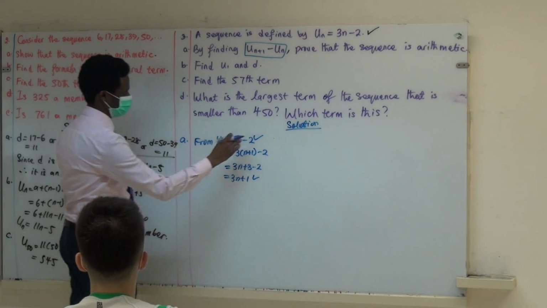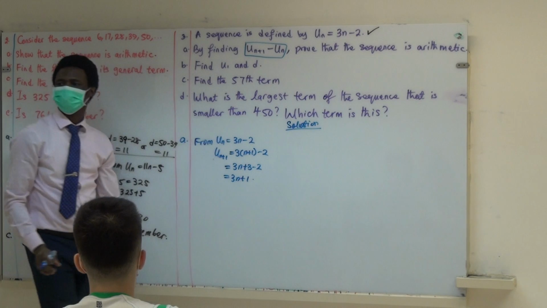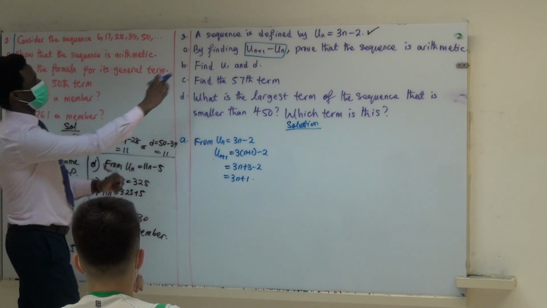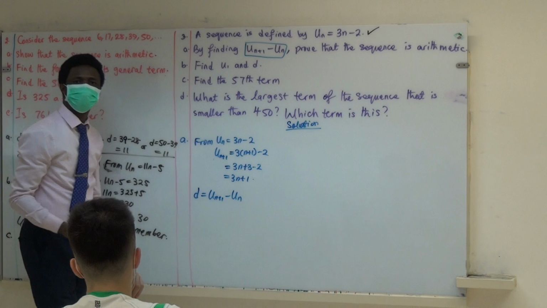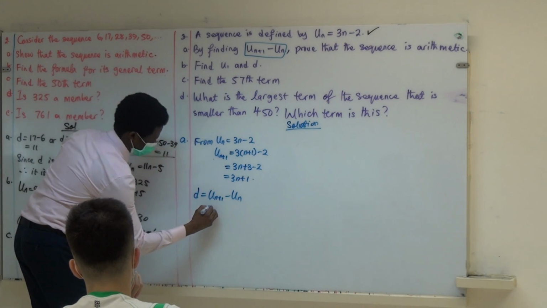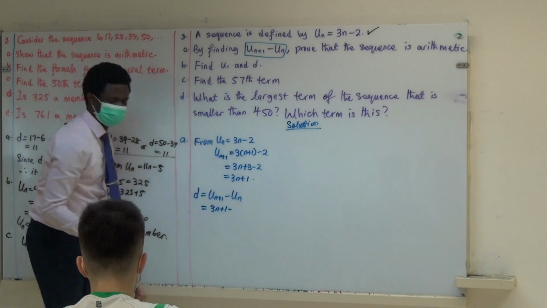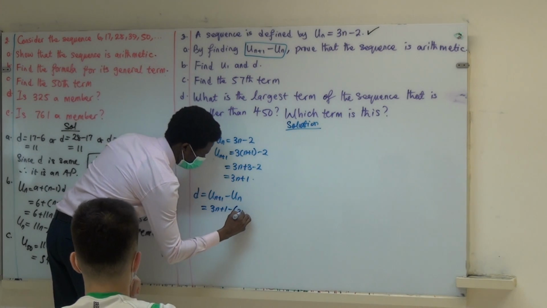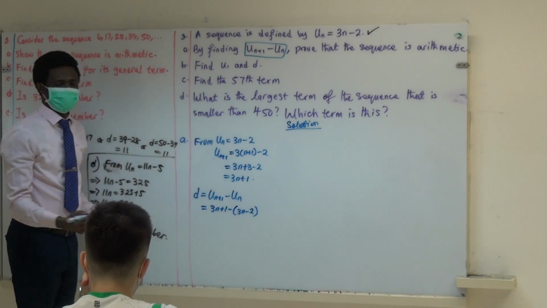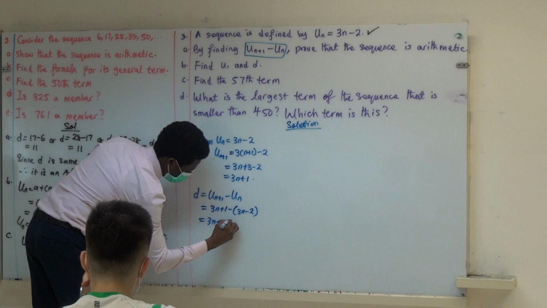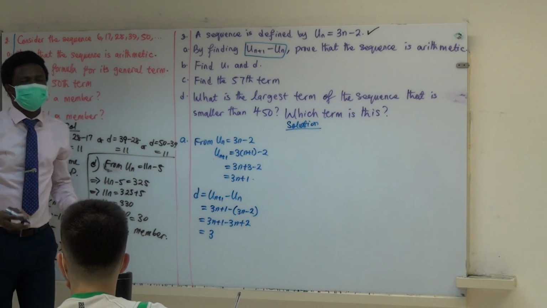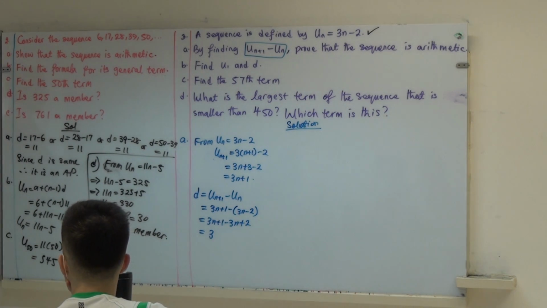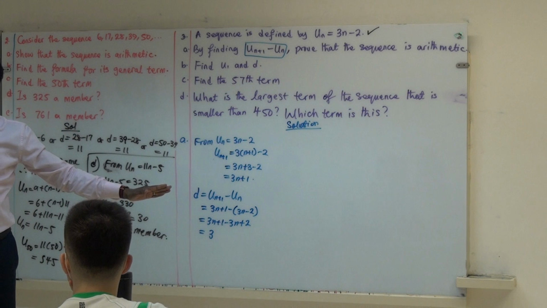Careful. Does it make sense? So by considering this minus this, the common difference is u(n+1) minus u(n), which is 3n plus 1 minus (3n minus 2), so plus 2. Then we simplify. Now, how can I conclude that it is an AP? Anyone? There's no n in the answer. We got a constant.